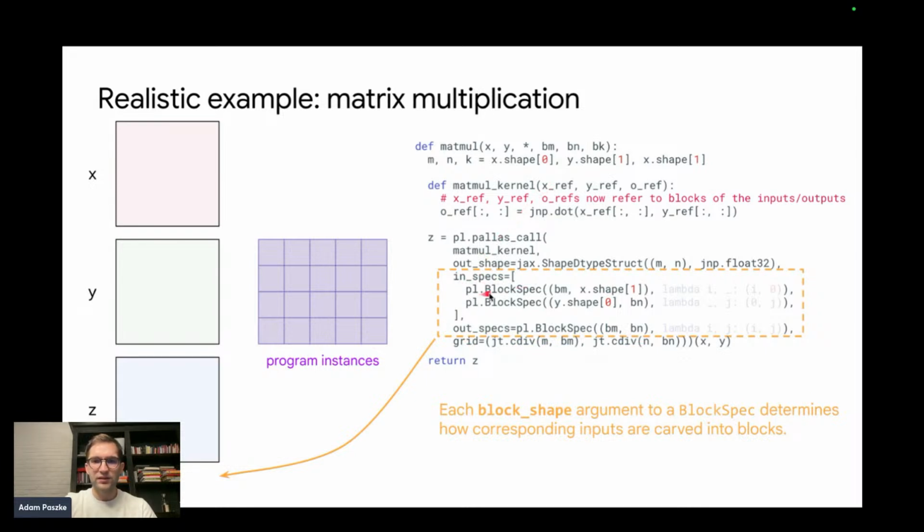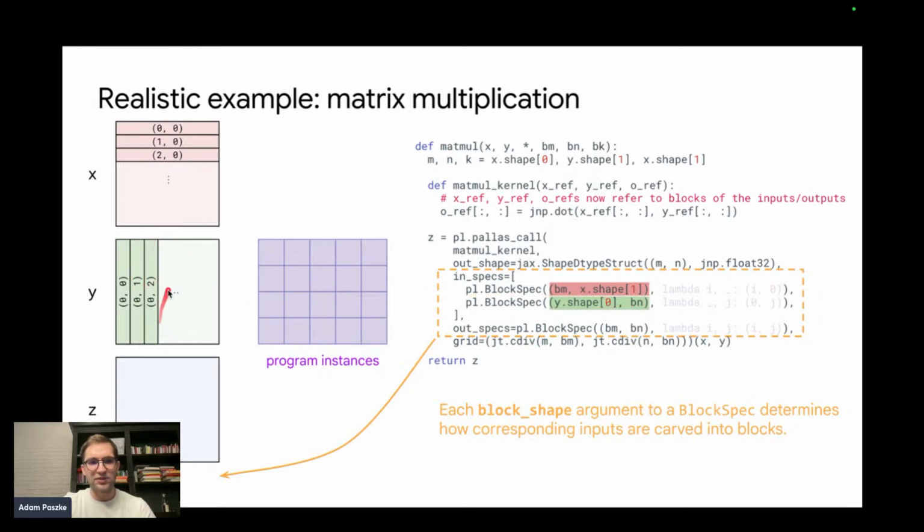Now, for each input and for each output, you specify this block spec structure, and it has two components. The first component is just the shape, and the shape describes how we are going to tile or partition those inputs and outputs into disjoint segments. For the first operand to the matrix multiply, we slice it into tiles along rows, but taking all of the columns. So we slice it into chunks of BM rows, but then we take all of the columns. For the second operand, we take all of the rows, taking y shape 0, but then only a subset of the columns.